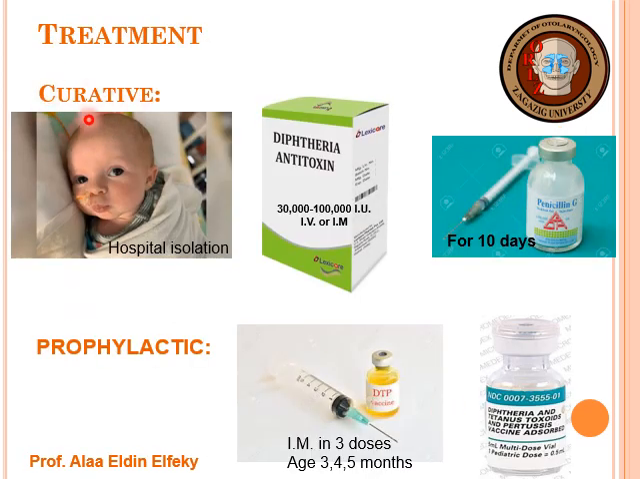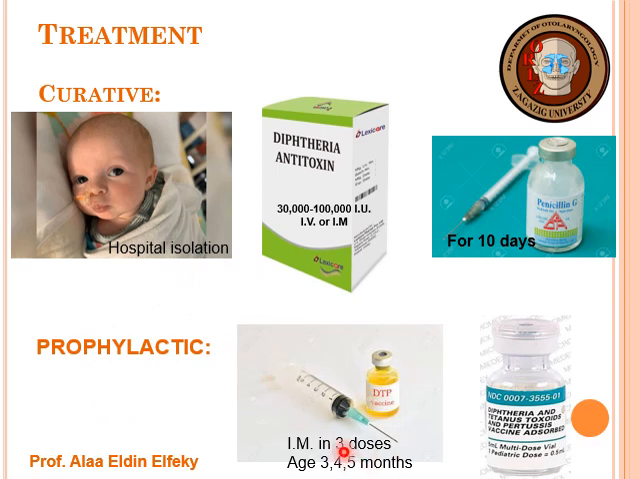Treatment may be curative or prophylactic. Curative: the patient should be hospitalized and isolated. Give antitoxic serum, intravenous or intramuscular, 30,000 to 100,000 international units according to age and severity. It should be given as early as possible, even on suspicion, because once the toxins are fixed to the tissue, the antitoxin will not remove them. Penicillin is the drug of choice to kill the Corynebacterium bacteria and should be used for 10 days.